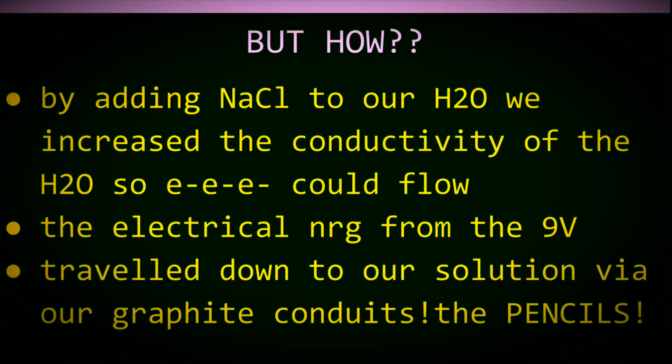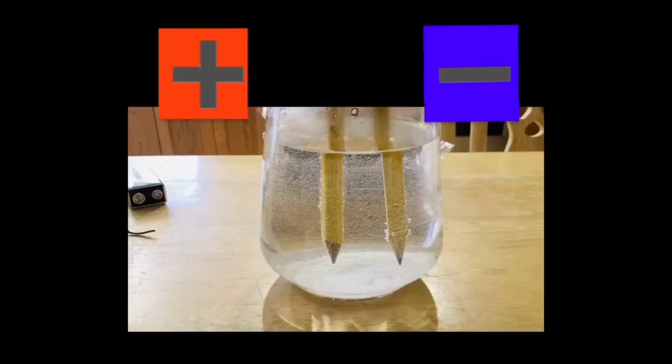Okay, let's wrap it up. By adding NaCl to our water, we increased the conductivity so that electrons could flow. That electrical energy from our 9-volt battery was able to travel down to our solution using our graphite conduits, and we were able to witness hydrogen and oxygen molecules being split apart and expelled either from the anode or the cathode.